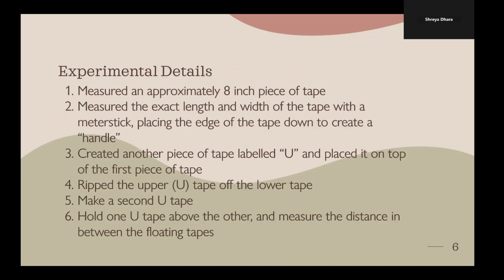For the experiment details, what we did is we measured an 8-inch piece of tape. Then we checked the exact length and width of the tape with a meter stick, and we folded the edge of the tape down to create a handle so it wouldn't get stuck to the table. Then we created another piece of tape, labeled it U, and placed it on top of the first piece of tape, and then we ripped the upper tape off the lower tape. We did this again to make a second U tape, and then we held one U tape above the other and used a meter stick to measure the distance between the floating tapes.